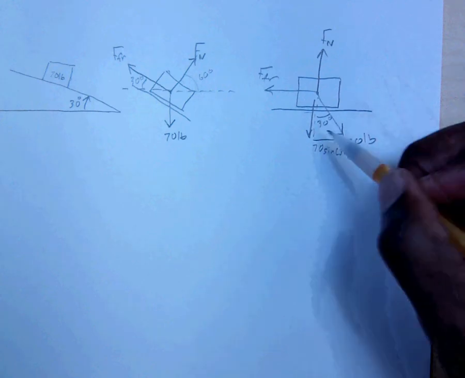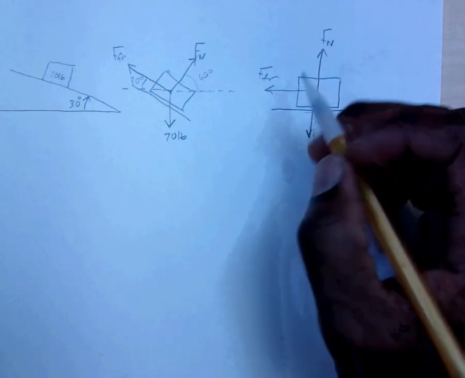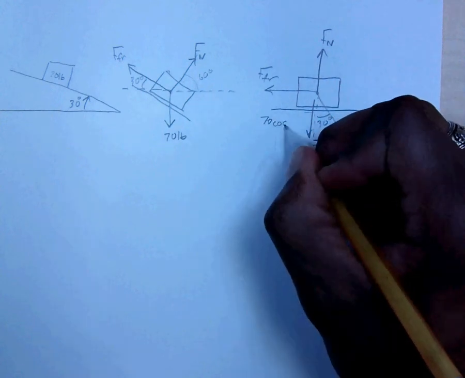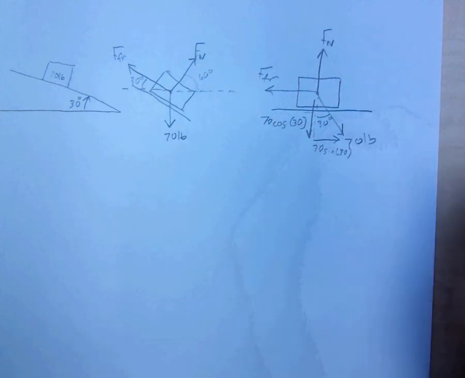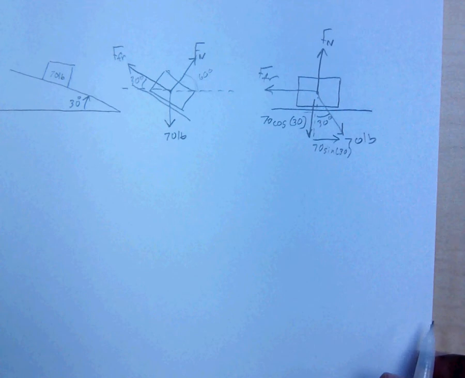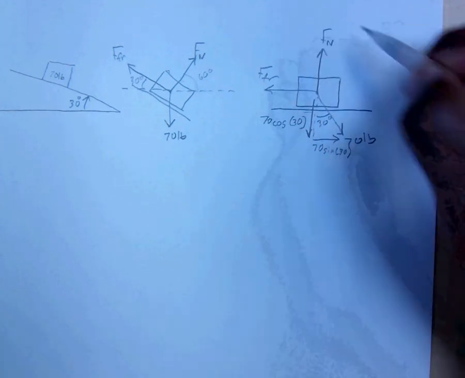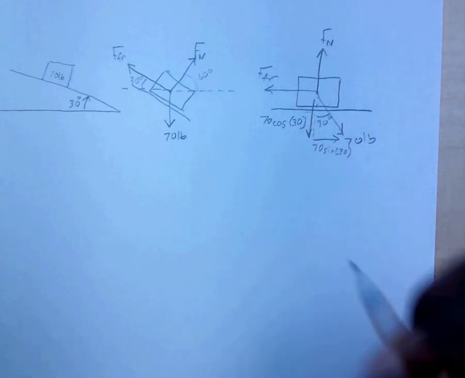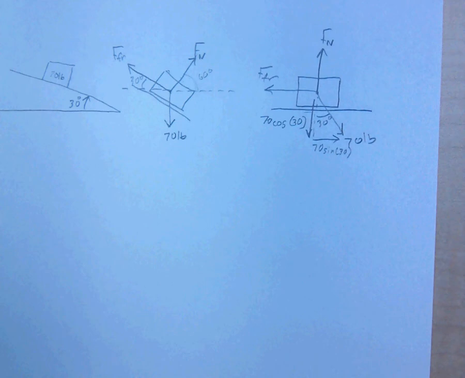Okay? And then this side, since it's adjacent, is going to be the magnitude, which is 70, times the cosine of our angle, which is 30 degrees. Okay? And so now what we've done is we've drawn our free body diagram, we've labeled all of our angles, we've labeled all of our forces, okay? And so this is something that we can work from, all right?